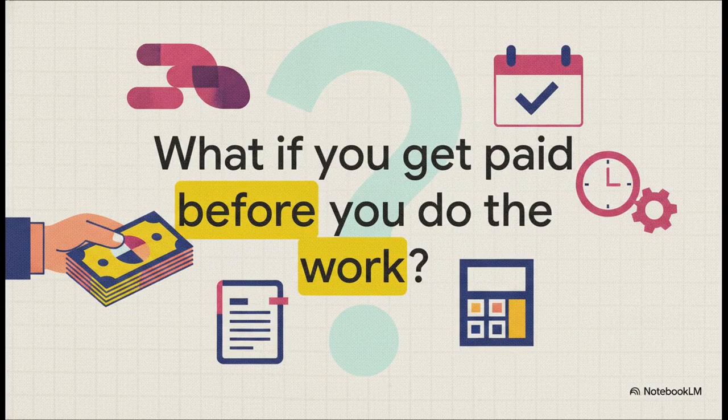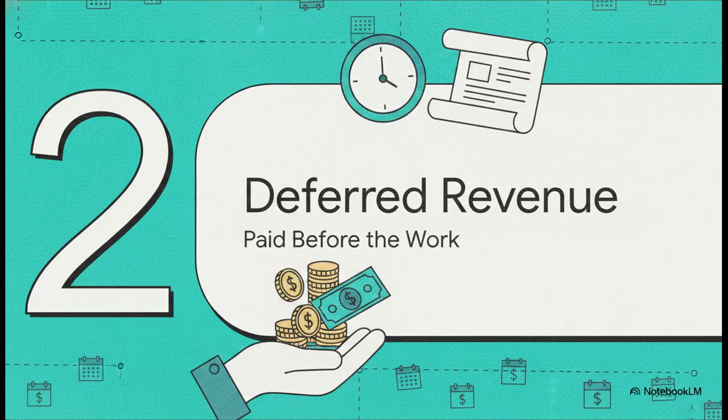Okay, so we've just seen exactly what happens when we, as the business, go out and buy something really early. But let's flip the script entirely. Let's look at the exact opposite perspective. What happens if you are the seller and your customer walks in and hands you a giant stack of cash before you've even lifted a single finger to actually do the work? That brings us right into quadrant 2, deferred revenue, getting paid before the work is done.